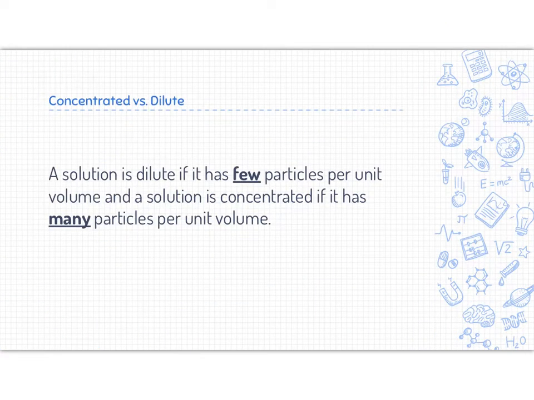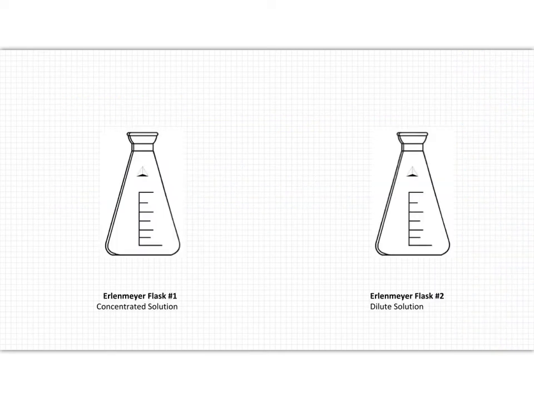A solution is considered dilute if it has very few particles per volume, and a solution is considered concentrated if it has many particles per volume. So if we look here, we could draw an example of a concentrated solution. So a concentrated solution has many particles in a smaller amount, in our case, of solution. So I'm going to try and represent the same number of particles in both. So 1, 2, 3, 4, 5, 6, 7 particles.